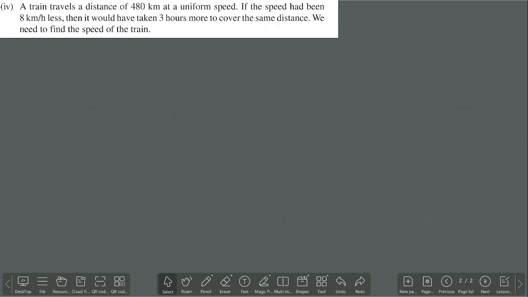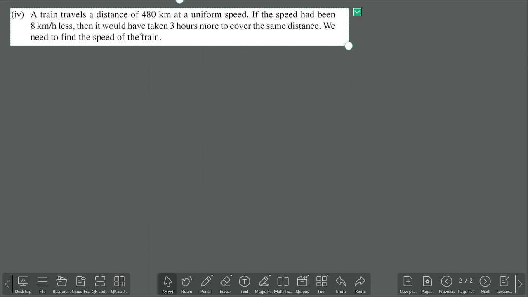Now I am going to the fourth one. Fourth one, we are moving. A train travels a distance of 480 km at a uniform speed. So which we have to assume as x, you just go to the last, what they are asking to find? You need to find speed of train.